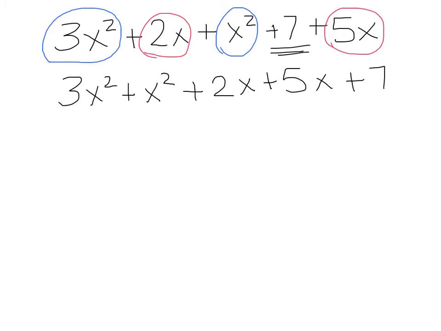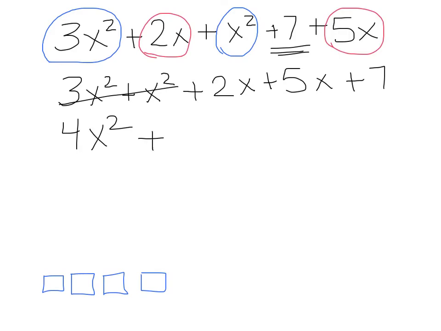So I can get out my little algebra tiles and I can say I have 3x squares. 1, 2, 3, and I'm adding it to 1 more x squared. Well, how many do I have? I have 4. So I have 4x squares. I'm done with that piece.